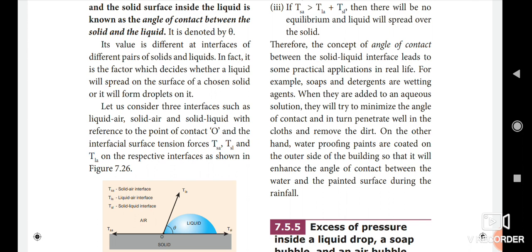Okay, so these are the practical applications of the angle of contact at the solid-liquid interface. On the other hand, waterproofing paints are coated on the outer side of the building so that it will enhance the angle of contact between the water and the painted surface during the rainfall.